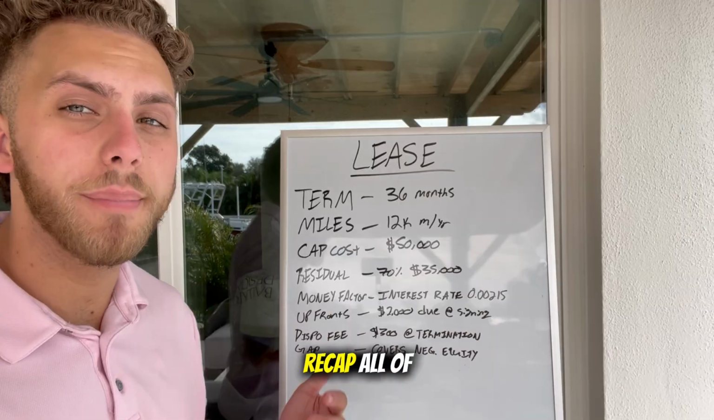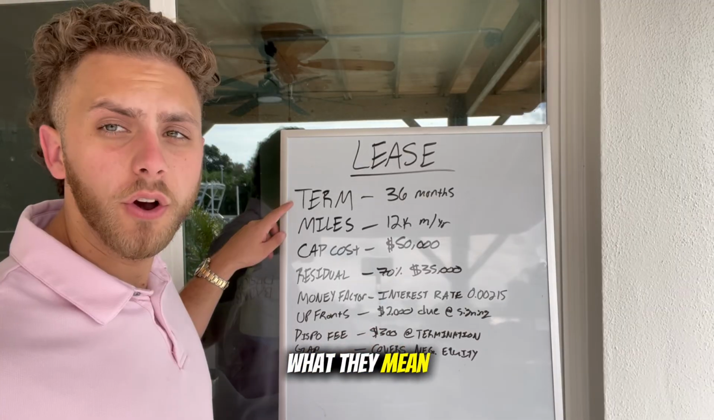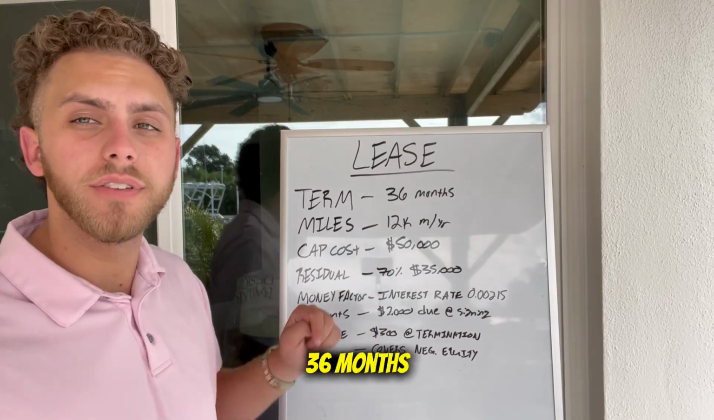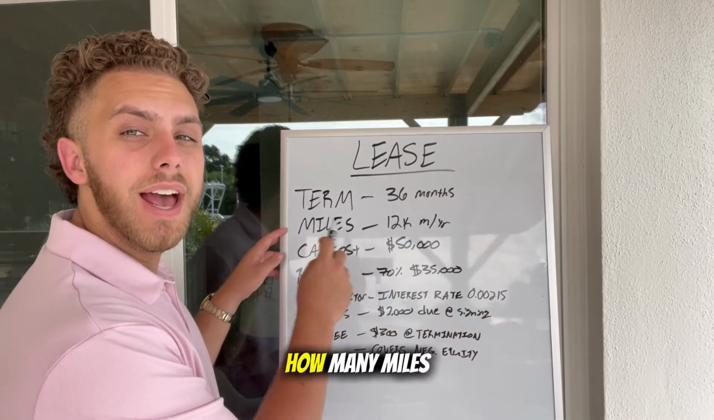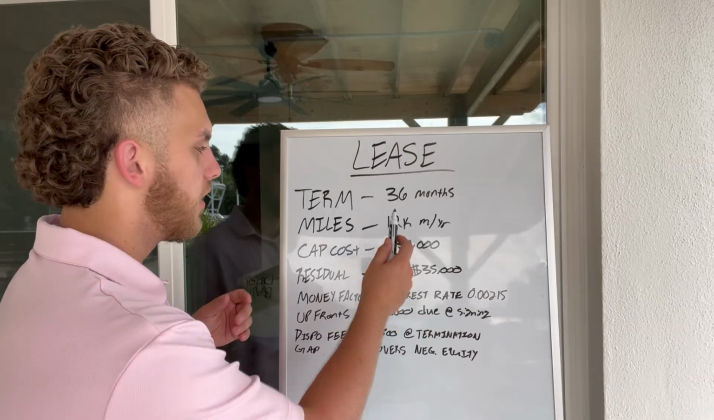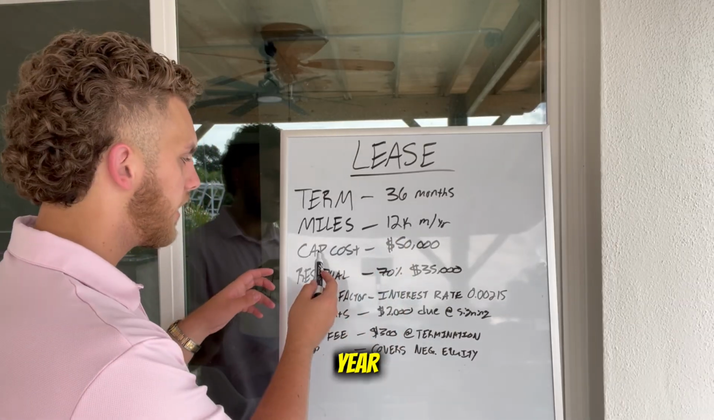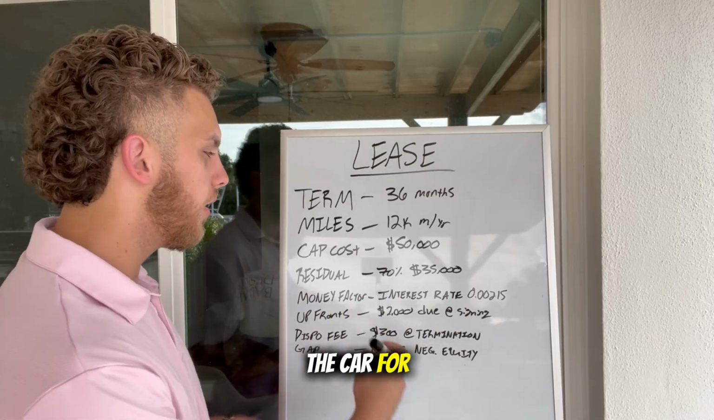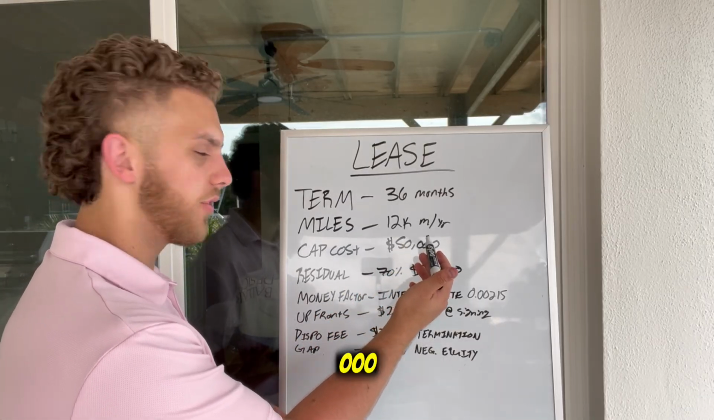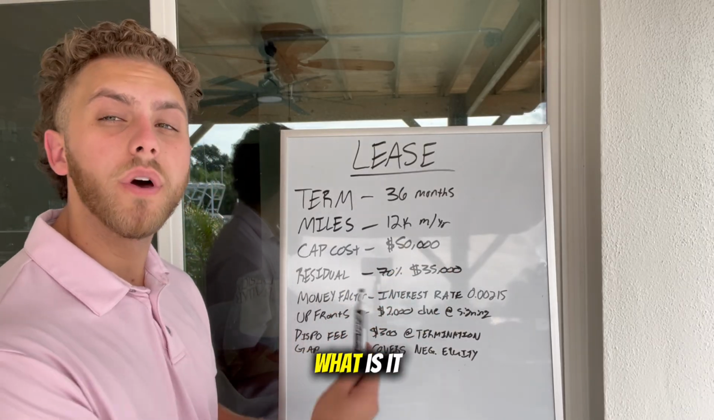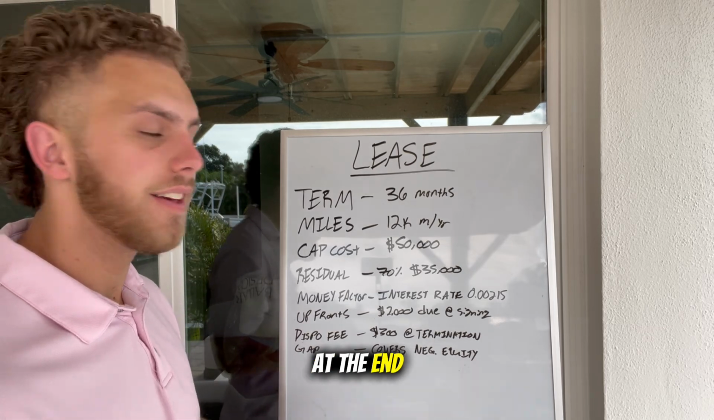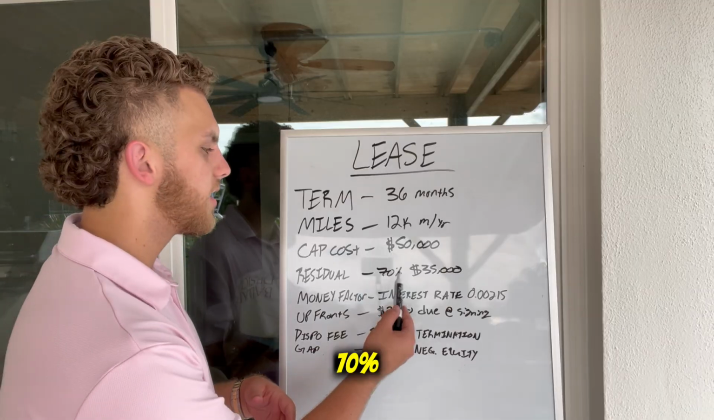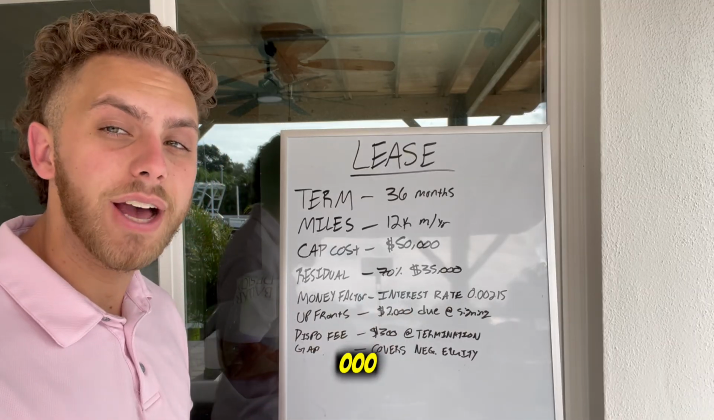So just to recap all of our terms, what they mean. Term: how long are you going to actually have the car for? 36 months in this case. Miles: how many miles are you allowed to drive per year? 12,000 miles a year. Cap cost: how much are you actually buying the car for? This situation, $50,000. Residual: what is it going to be worth at the end of your term? 36 months, 36,000 miles, 70%, $35,000.